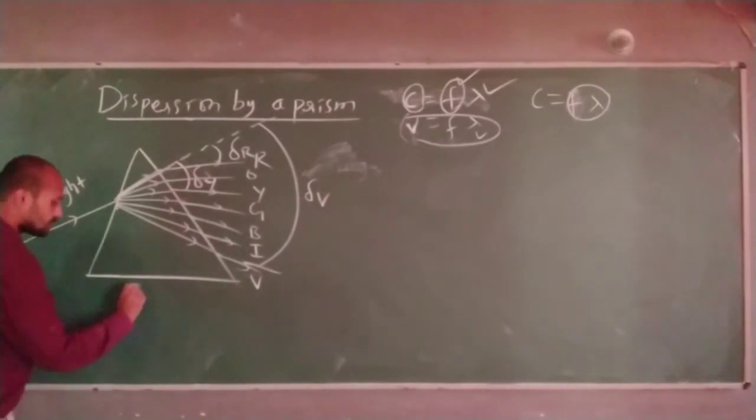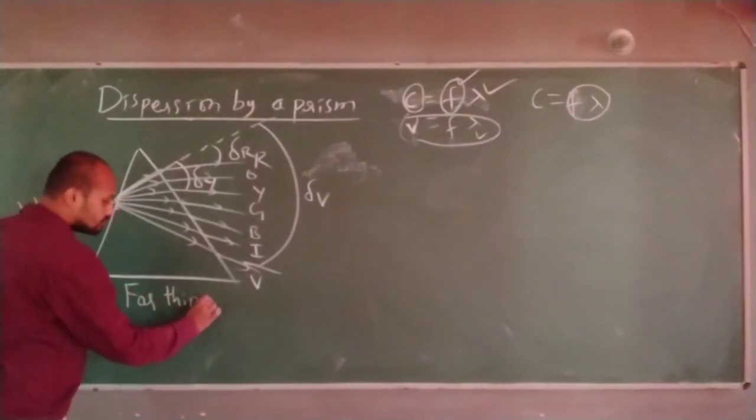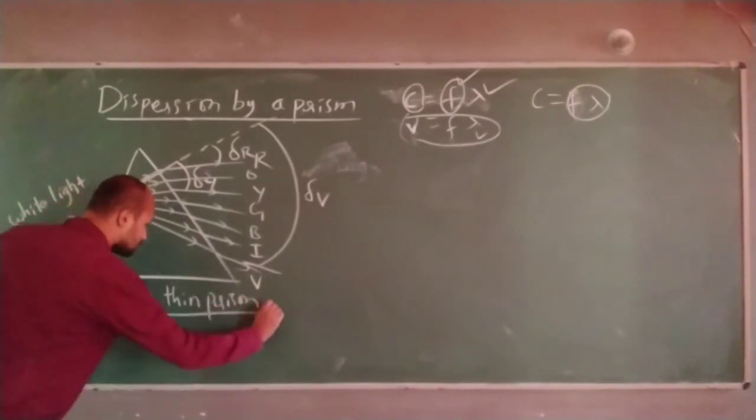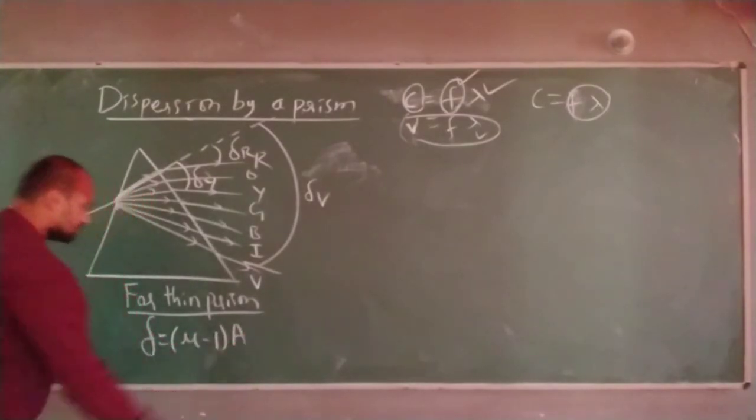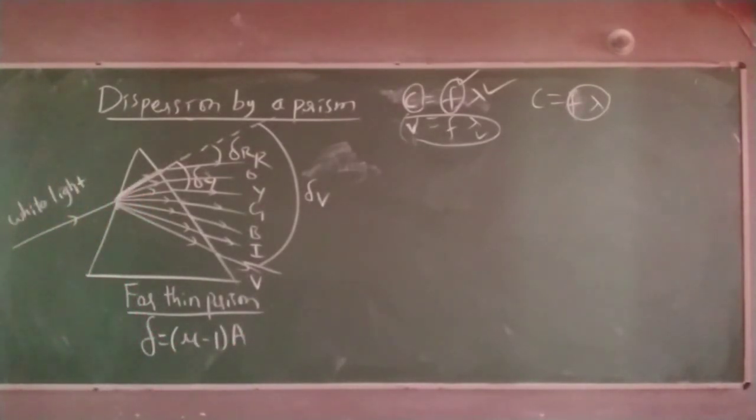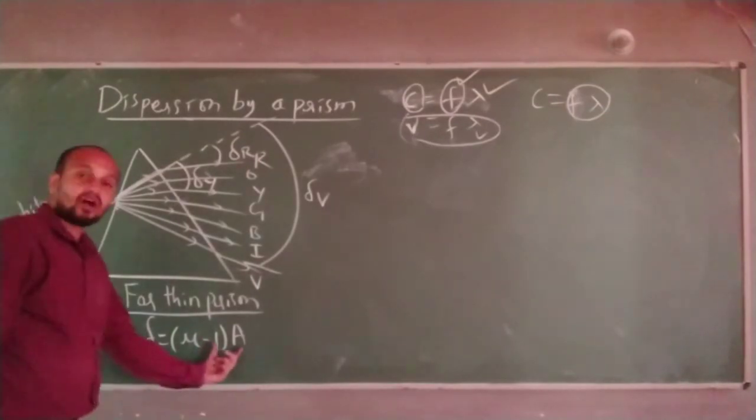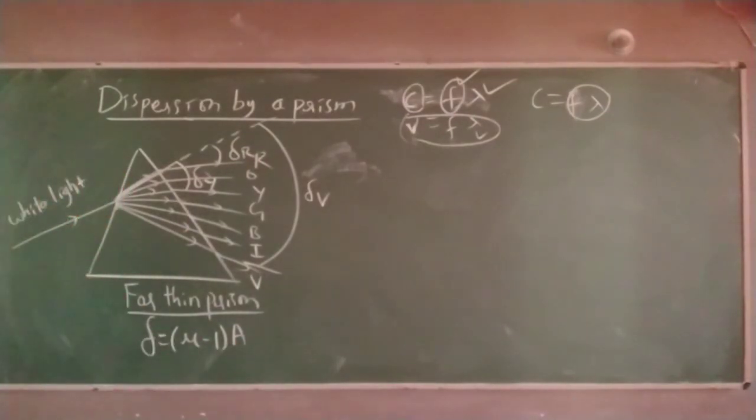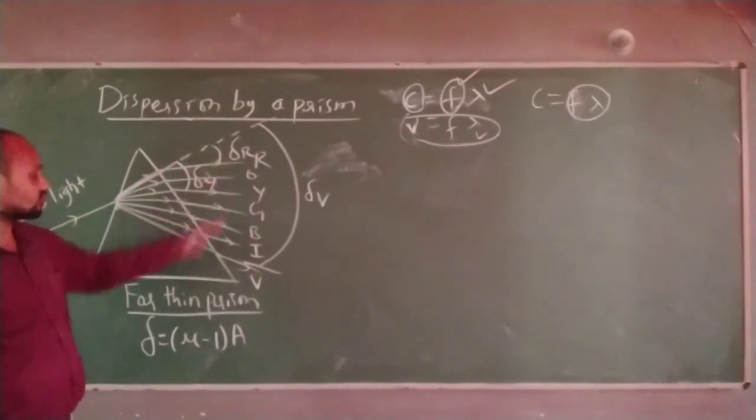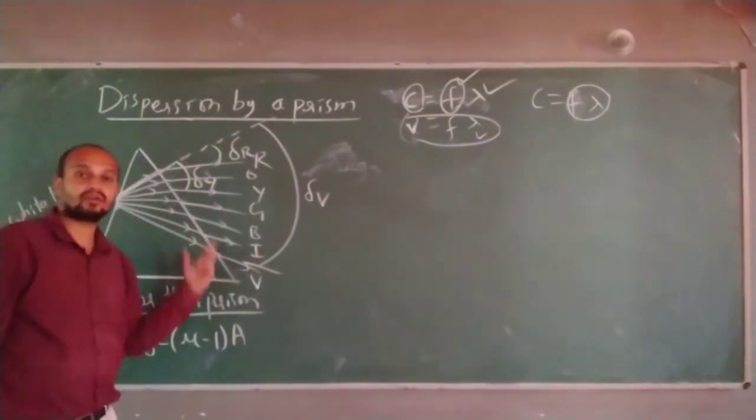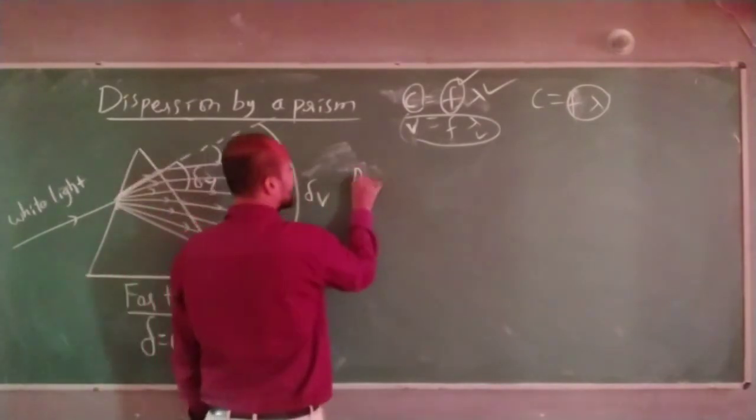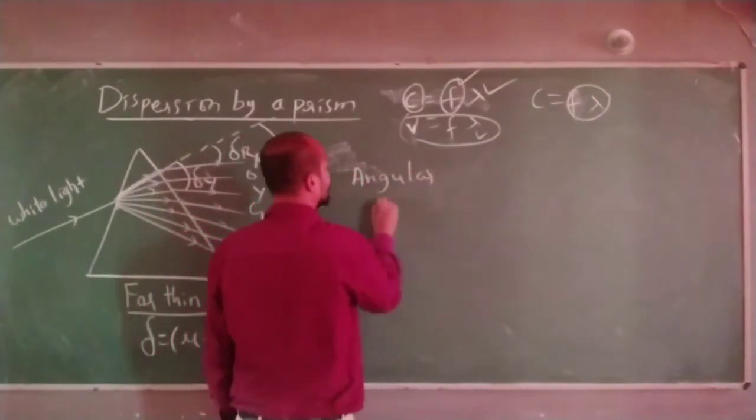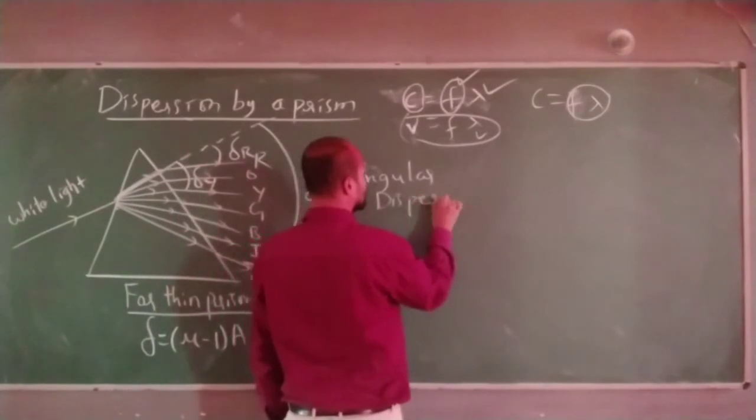For a thin prism, δ is equal to (μ minus 1) into A. So δ is changing, μ minus 1 into A means I will be applying this formula for finding out the deviation, the thin prism formula. Correct? Now, another term we have to learn, what is that? Angular dispersion.